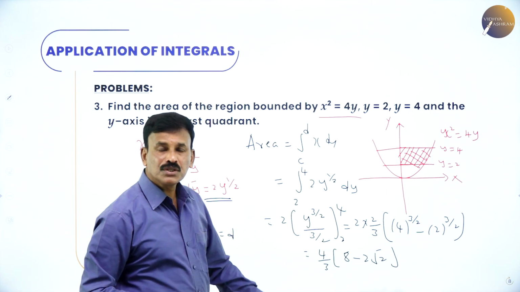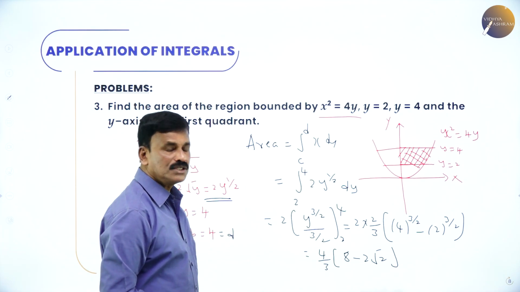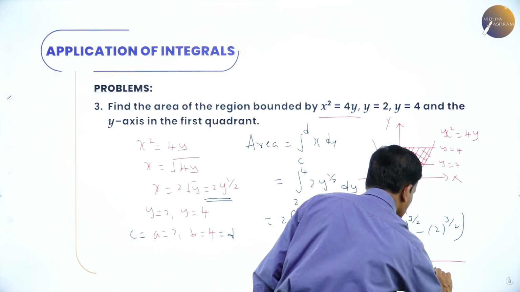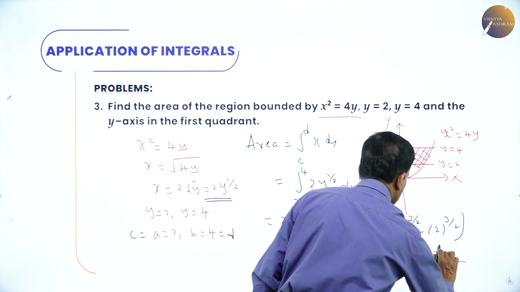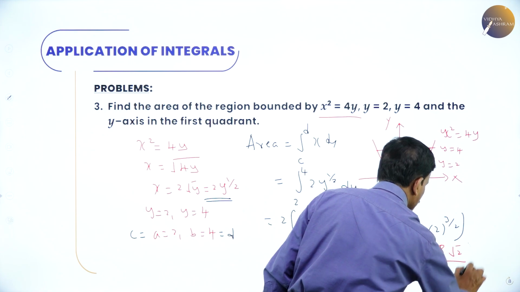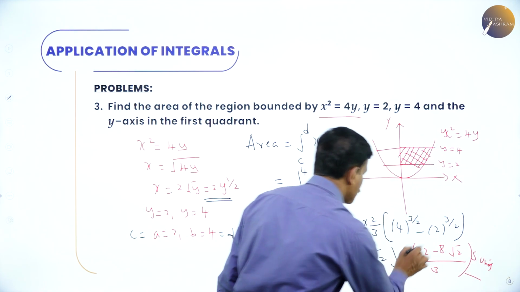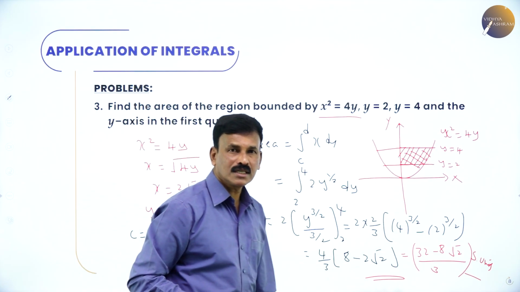Hence you can stop here itself. The required area is 4 by 3 into 8 minus 2 root 2 square units, or if you want you can also write like this. 3 is the LCM, 8 4s are 32. 32 minus 8 root 2 by 3 square units is the required area.